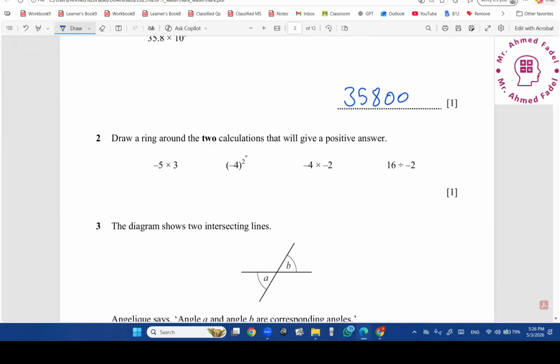Draw a ring around the two calculations that will give a positive answer. So negative 4 to the power of 2, yes, will give a positive answer. And negative 4 multiplied by negative 2, multiplying negative by negative is going to give you positive.